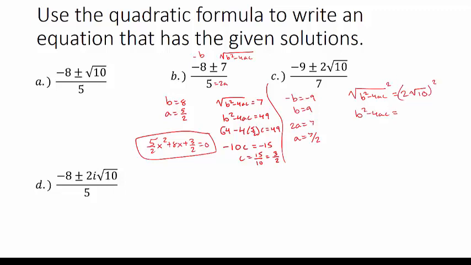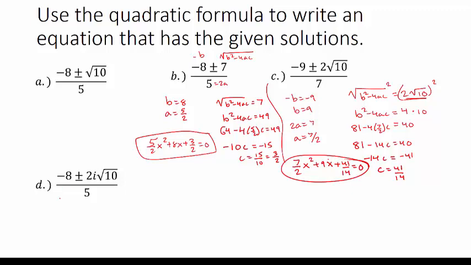So again, the first thing we're going to need to do is square both sides, and this is where you have to be careful. So when you square, remember this is a product. When you square a product, you have to square each term. So we have to do 2 squared, and that's 4. And we have to do root 10 squared, which is just 10. So this side becomes 40. All right, and so b squared would get me 81. A is 7 halves, and I do not know c, but I can now solve that equation. And so I get 41 over 14, so I can just substitute 7 halves in for a, 9 in for b, and 41 over 14 in for c.